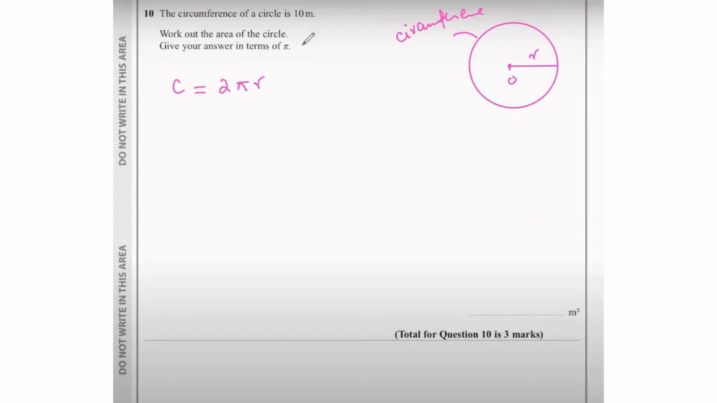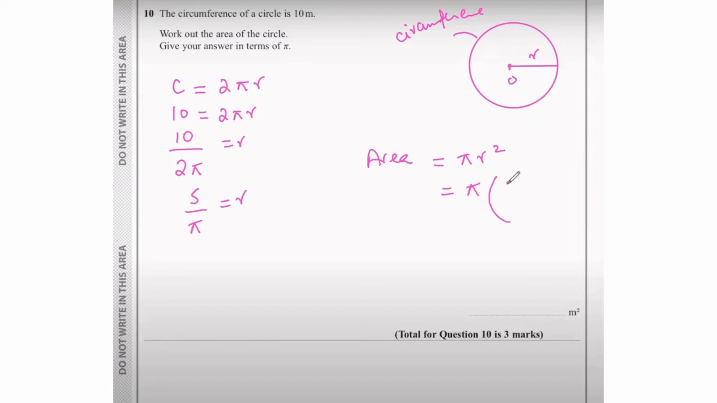It says work out the area of the circle and the circumference is given as 10 meters. So 10 equals 2 pi r. 10 divided by 2 pi is r, which is 5 over pi. Now area of a circle is pi r squared. So you replace r with 5 over pi and then whole squared. So that's going to be pi times 25 over pi squared. The pi gets cancelled out and this 1 pi gets cancelled out. So that's 25 over pi. That is your area in meters squared.